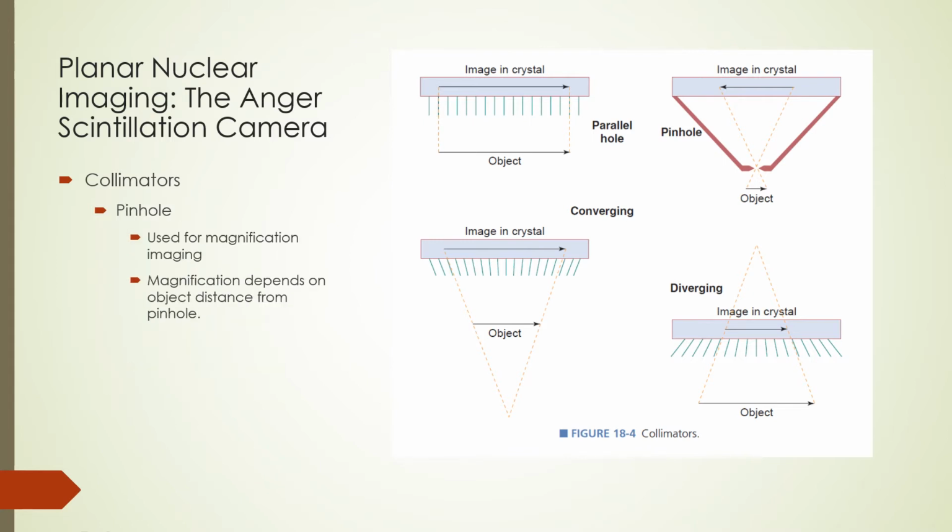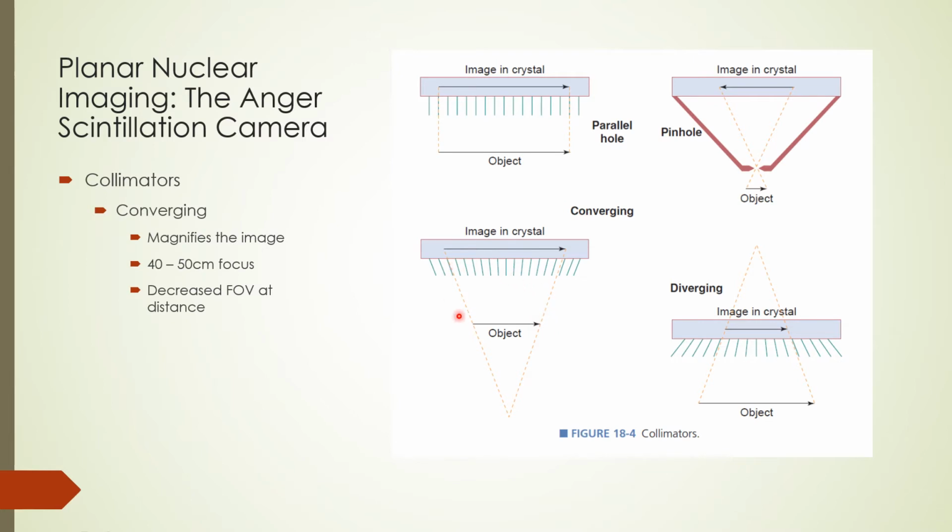Another type of collimator is the pinhole collimator. It is used for magnification imaging of small objects like the thyroid or parathyroid. It consists of a lead or tungsten cone with a small hole in the middle. It works on the same principle as the pinhole camera. Magnification depends on the object distance from the pinhole, so an object can be magnified or minified.